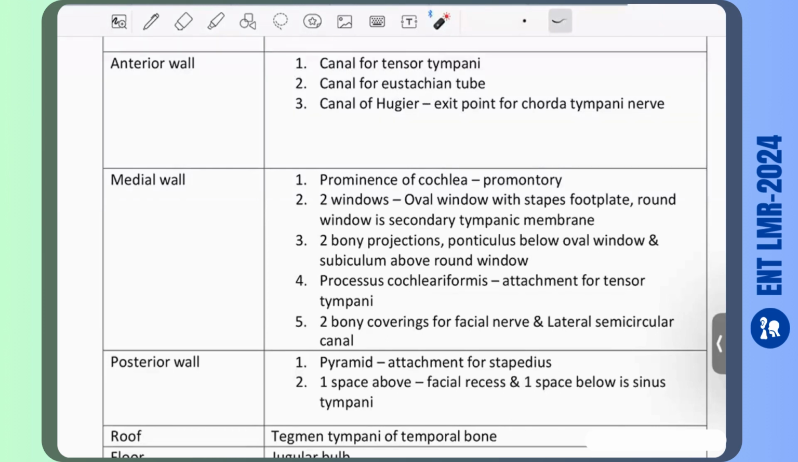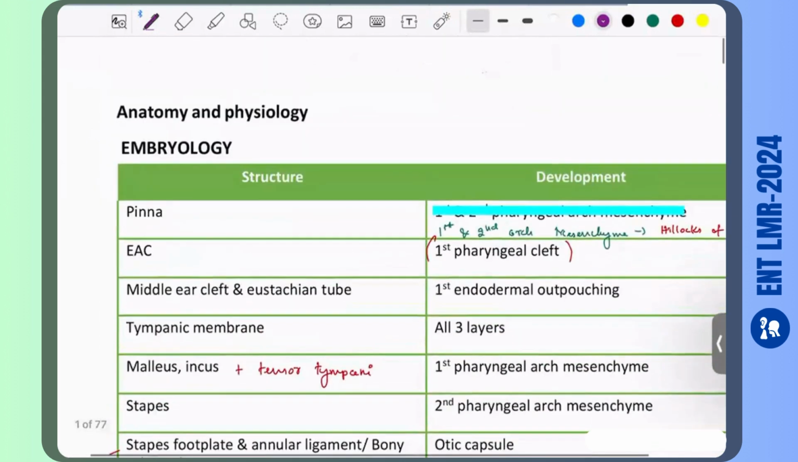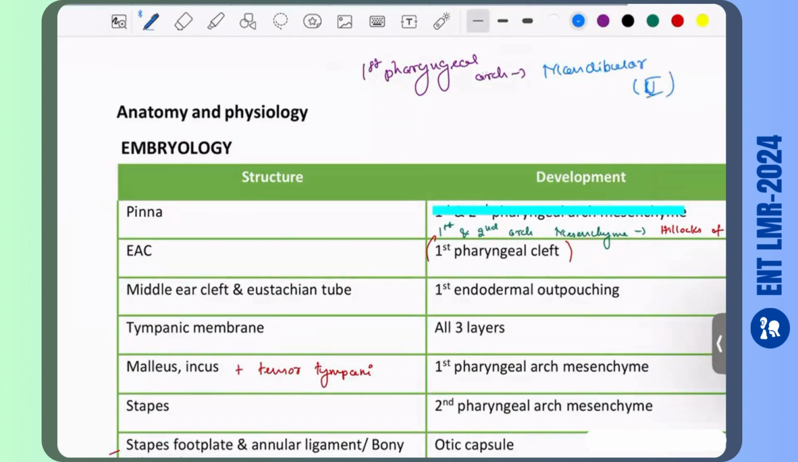Processus cochleariformis is a very important point. Kindly make a note of it. Okay. Tensor tympani muscle. Okay, fine. So 2 bony coverings for facial nerve and lateral semicircular canal. One thing you make a note of: the first pharyngeal arch is supplied by the mandibular division of trigeminal nerve. So if they ask about any structure and its nerve supply, you should write it accordingly: mandibular division of trigeminal nerve.